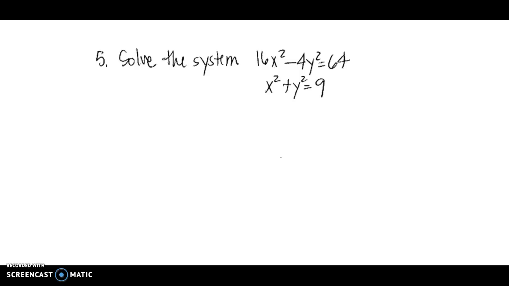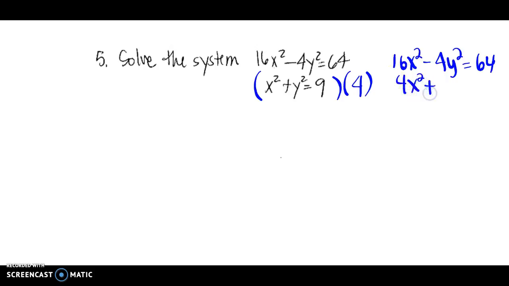Okay, so here's what we want to do for this problem. We're going to do the elimination method. So to eliminate, this is a negative 4y squared, and that's a positive 1y squared. If I want to drop out the y squared, what can I multiply this by so that when I add, it'll go away? Multiply this by 4. Very good. So this becomes 16x squared minus 4y squared equals 64, the top is just the same. And the bottom is going to be 4x squared plus 4y squared equals 36. Now add. So this is called the elimination method.